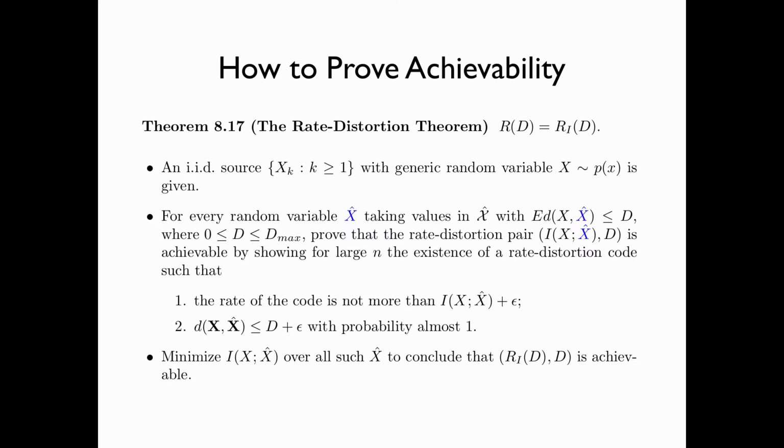And then minimize the mutual information between X and X̂ over all such X̂ to conclude that the pair (R_I(D), D) is achievable. By the definition of R(D), this implies that R_I(D) is greater than or equal to R(D).